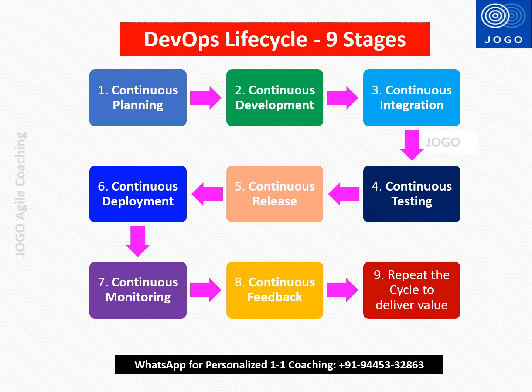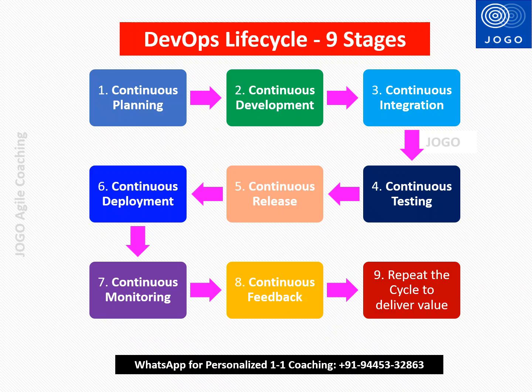The second one is continuous development. The team should be continuously developing the code and also refining the things. So this is the second step. The third is continuous integration. The team should ensure that the code is integrated from all the developers continuously. The fourth one is continuous testing. Testing is automated, mainly unit test automation or regression test automation, that should be running on the code whenever there is an integration. So this is the fourth stage.